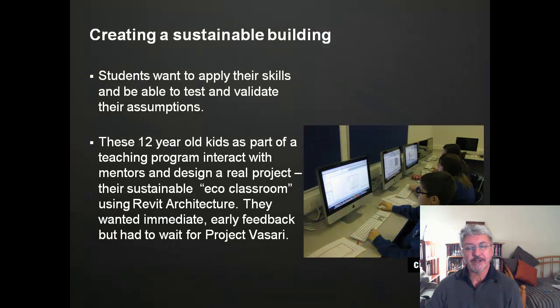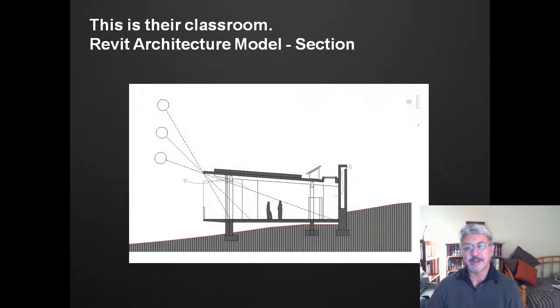If we want to go about creating a sustainable building, or evaluating it, we find that students want to apply their skills and be able to test and validate assumptions very early on. Even these 12-year-old kids that are designing an eco-classroom want immediate feedback. They don't want to have to go through the whole business of designing the building first and then getting results to give them the analysis they want.